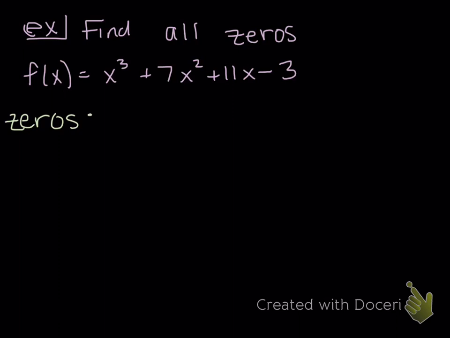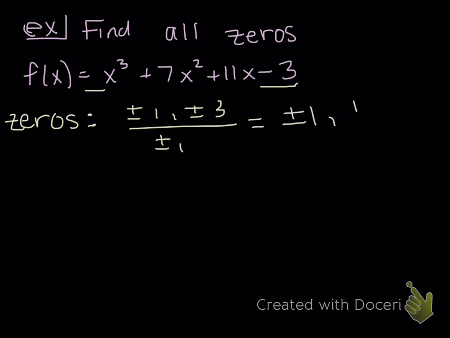So my constant term is -3, leading coefficient's 1. So I'm going to have plus or minus 1 and plus or minus 3 over plus or minus 1. So that means our final list is just plus or minus 1 and plus or minus 3. So now we need to determine of these 4 possible zeros which one is a 0. So to do that, we can use the remainder theorem where I can plug it in, and the one that gives me 0 is a 0, or I could do synthetic. So I'll kind of do a mixture of both methods.